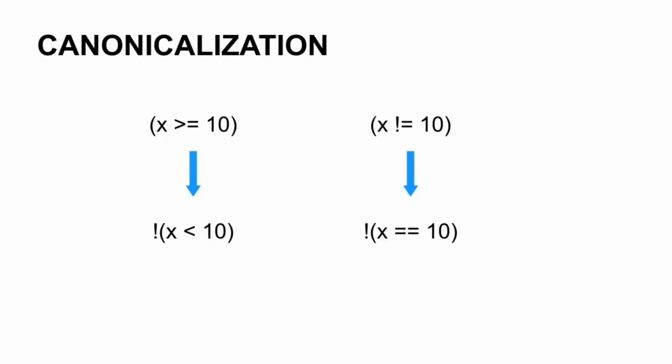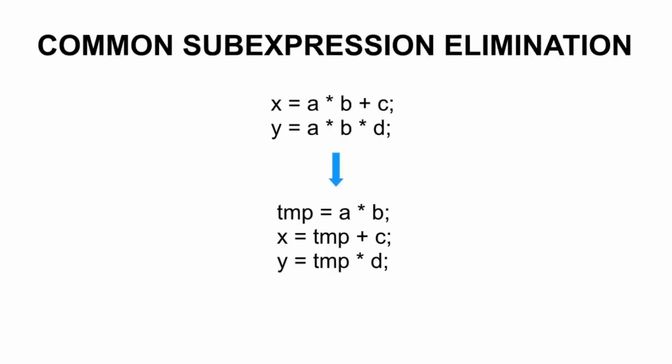and we might turn it into not x less than 10. And you're like, well, how is that any simpler? That actually seems more complicated. And you'd be right. But it helps us with the next optimization we're going to look at, something called common subexpression elimination.